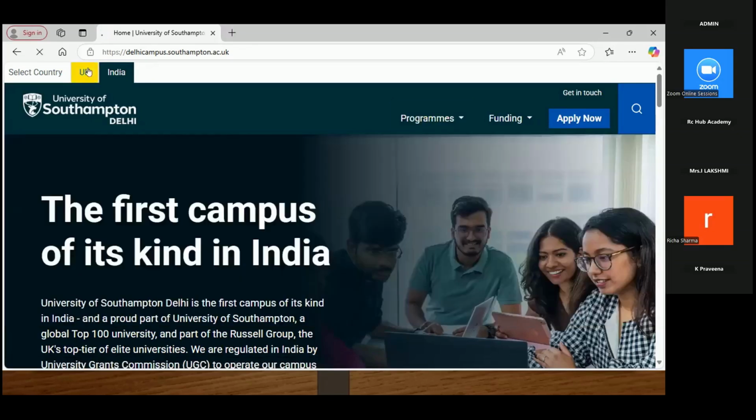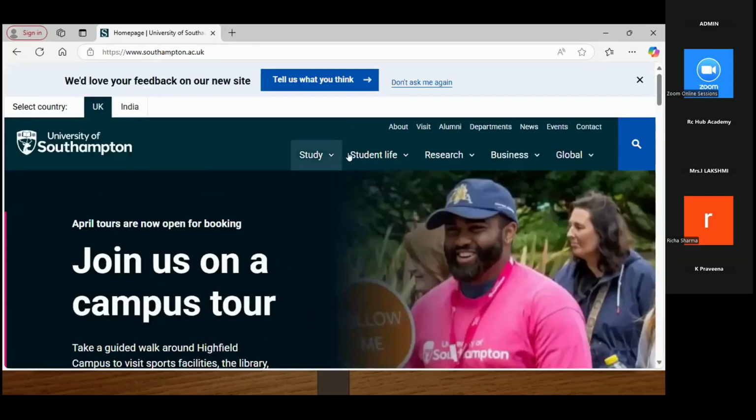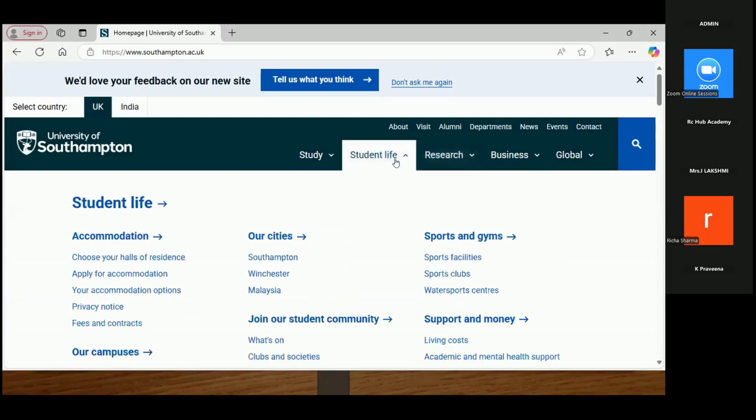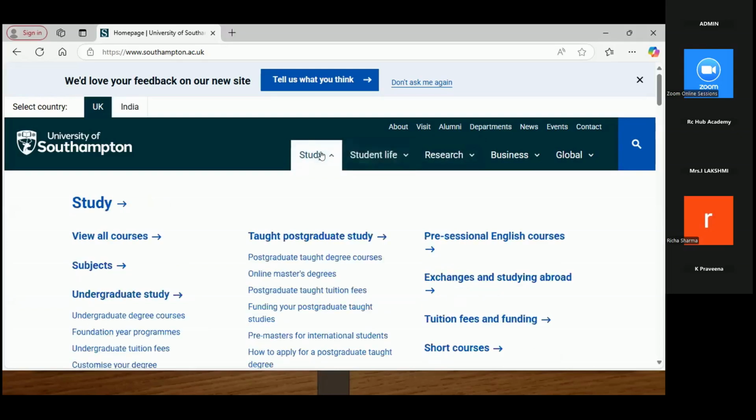And once again, I'm coming here. This is related to the UK. And in the UK, you can see they have alumni, departments. And if you go for research, you can see what all the research facilities are available for open and distance learning. And how about the students' life? If you want to go here, you can see what all the subjects they have given here. So this is one of the concepts which has been implemented on the open and distance learning side.